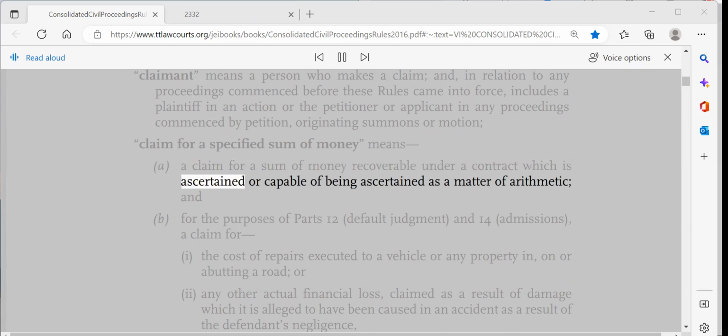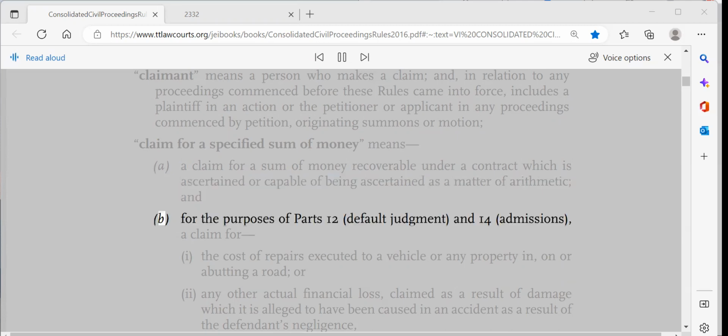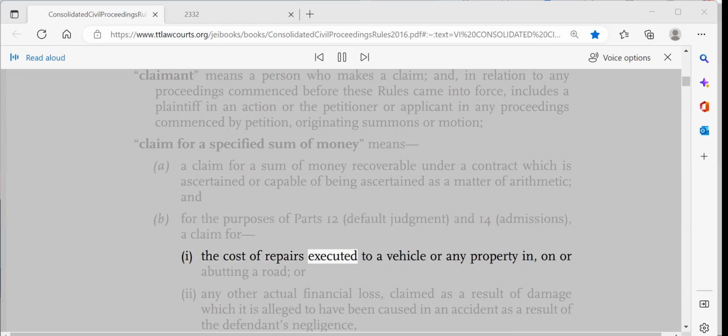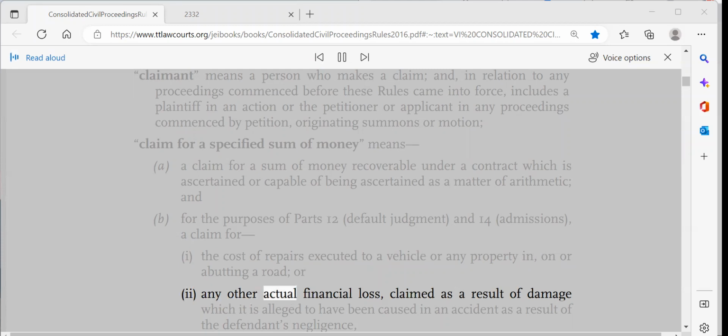Claim for a specified sum of money means a claim for a sum of money recoverable under a contract which is ascertained or capable of being ascertained as a matter of arithmetic, and (b) for the purposes of Parts 12, Default judgment, and 14, Admissions, a claim for (1) the cost of repairs executed to a vehicle or any property in, on, or abutting a road, or (2) any other actual financial loss, claimed as a result of damage which it is alleged to have been caused in an accident as a result of the defendant's negligence.